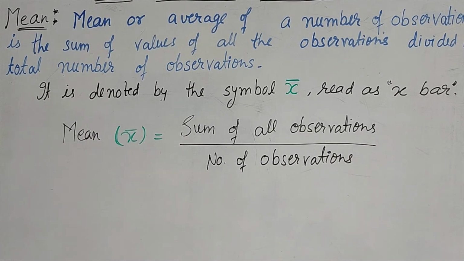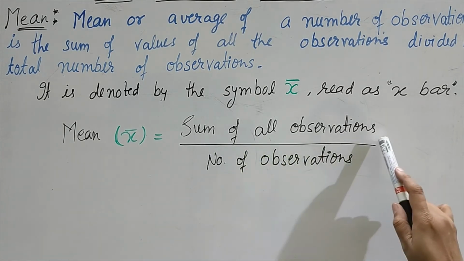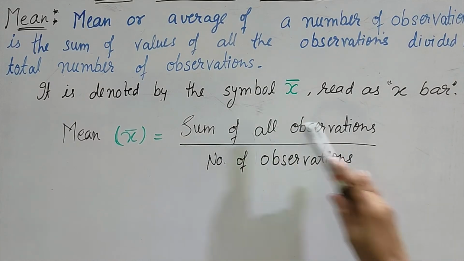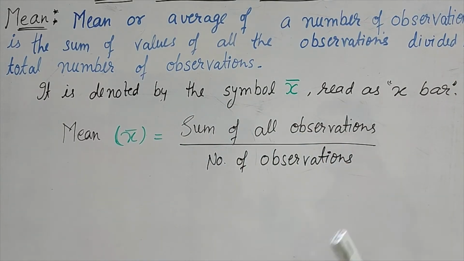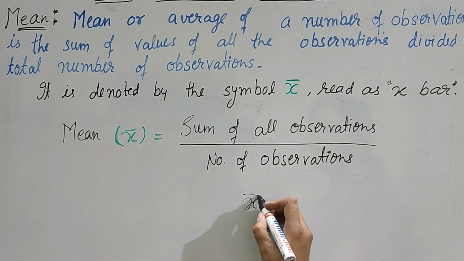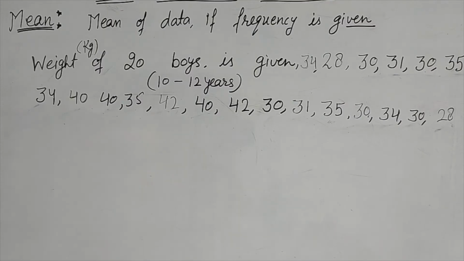So conclusion of the explanation, mean of any data, we calculate by this formula, sum of all observation. जितनी भी ऑब्जर्वेशन आपको दी हुई है उन सबको add कीजिए, sum of all observation divide by number of observations, and mean is denoted by this notation x and the line over x, and it will be read as x bar. Now let us take one more example.